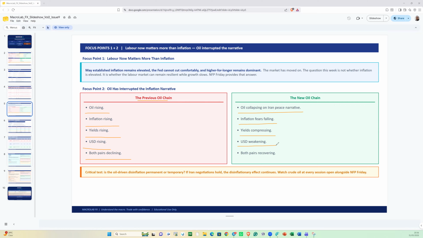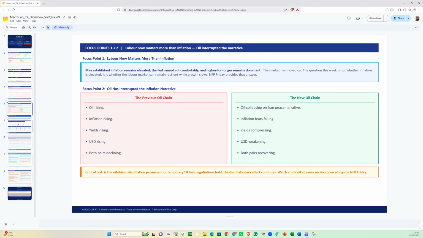So USD is weakening as well. We have both pairs, EURUSD and GBPUSD, of course, recovering. So the critical test for us is whether the oil-driven disinflation is permanent or temporary. If the Iran negotiation or the disinflation effect continues, we'll see what the Iran talks with the US and the agreement deal look like coming into June. We use that to also validate our inflation narrative. Okay, that's what we have on this.